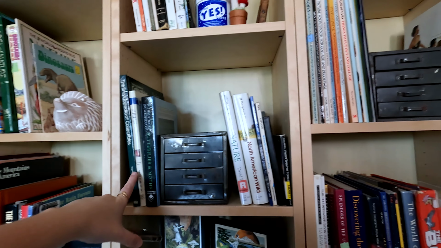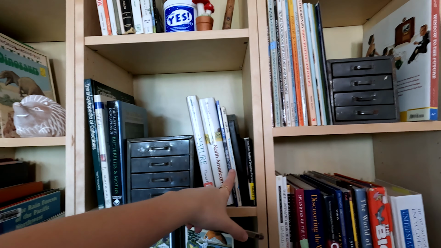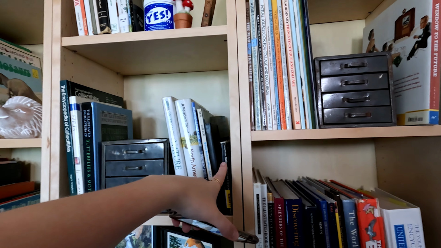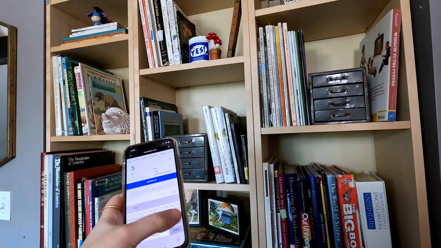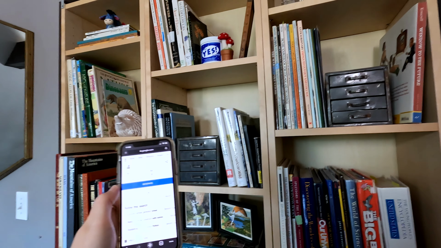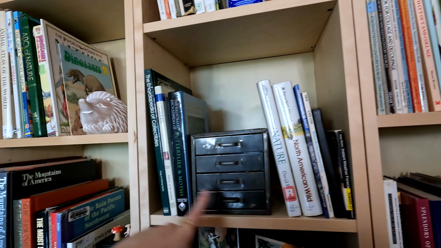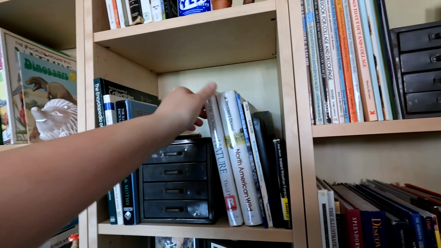On this bookshelf, we have 1, 2, 3, 4, 5, 6, 7. That's my collage journal, so 8. Let's put 8 in here and see what number we get. 4. So that's 1, 2, 3, 4, the Dictionary of Nature.